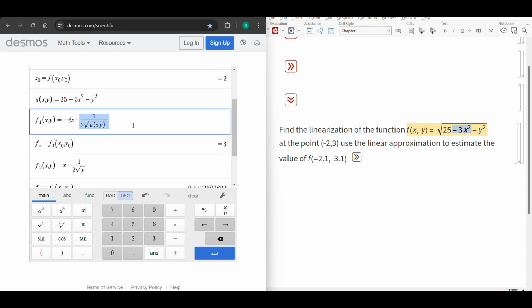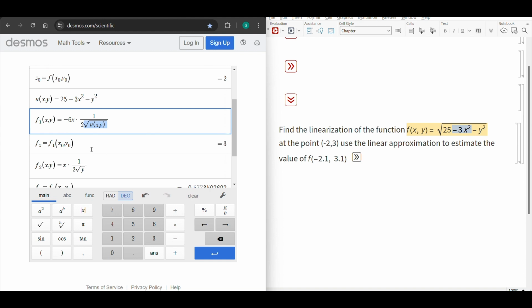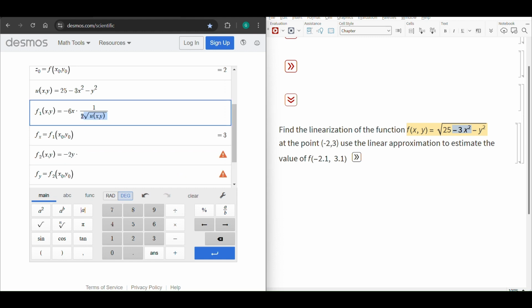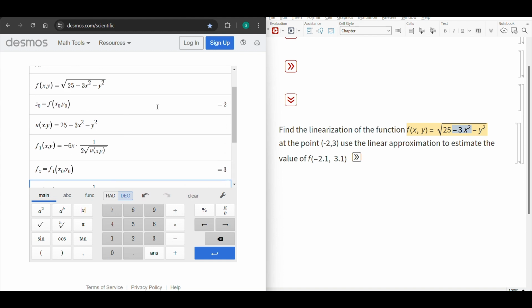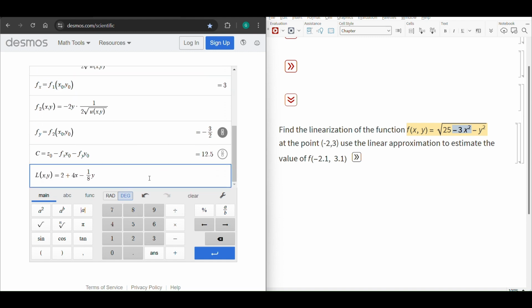And look at that, it's not all messy, because otherwise I'd have to put this down here, and it's all clean. I do the same exact thing for the partial derivative with respect to y. It's going to be negative 2y multiplied by the same thing again. And I'm done. I have my partial derivative with respect to x evaluated at the initial point, the partial derivative with respect to y evaluated at the point, and I've simplified it down to the constant, so I can write out the equation right now. It's going to be 2.5 plus 3x minus 3/2 y.